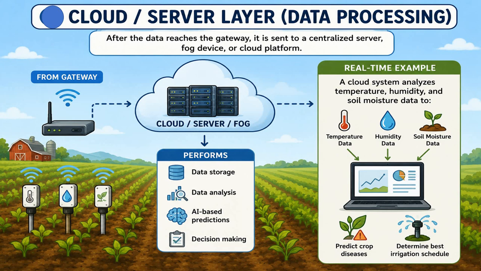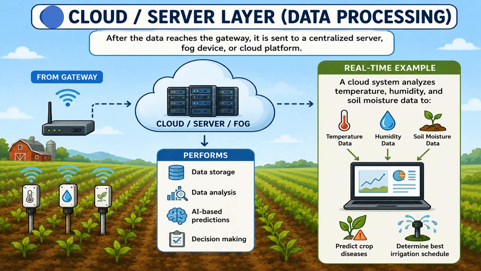And the cloud server layer performs several important functions such as data storage, where all the information received from the sensors is stored in databases or cloud storage, and this allows the farmers to access the current and past data whenever needed. Then comes the data analysis. Here the system analyzes the collected data in order to identify patterns and trends. For example, it can compare today's soil moisture level with previous days in order to understand the changes in the field condition.